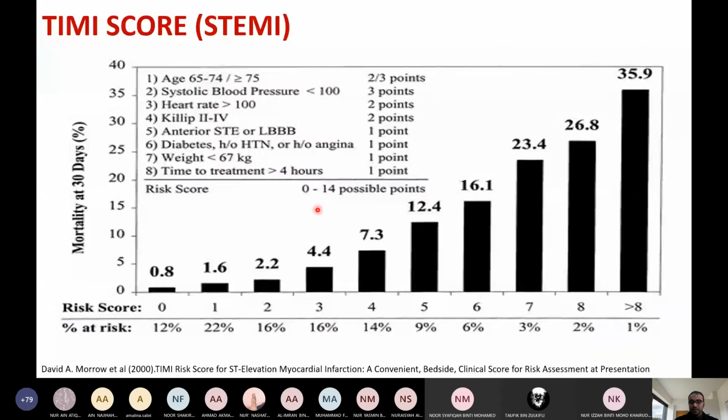You can see here, brothers and sisters, how it is different. The mortality risk in 30 days in relation to the risk score. So the higher the score, the more the risk. And you can see here, if the score is above 8, it is approximately 36% mortality rate in a given case, in the scale, of course, from 0 to 14. This is the TIMI score for STEMI.